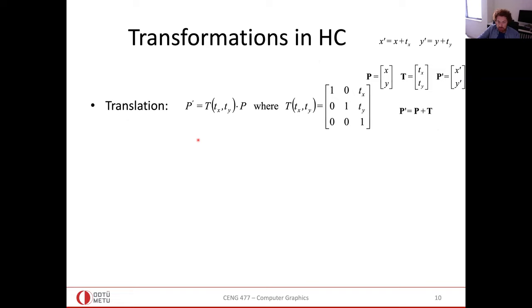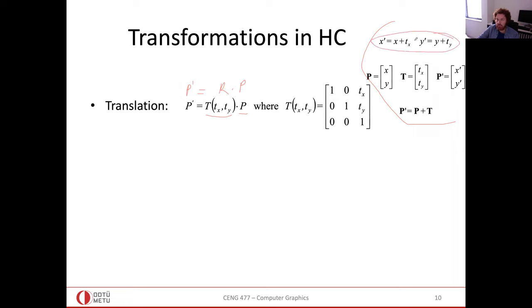So notice the following. I want this to hold. So P prime is equal to some translation matrix times P, just like I have used rotation here before. I want to make it similar to the rotation case. Okay, so P prime is equal to that. But unfortunately, with our old expression, I can't just multiply T with P, because first of all, the dimensions don't match, right? So it is 2 by 1 times 2 by 1, undefined.